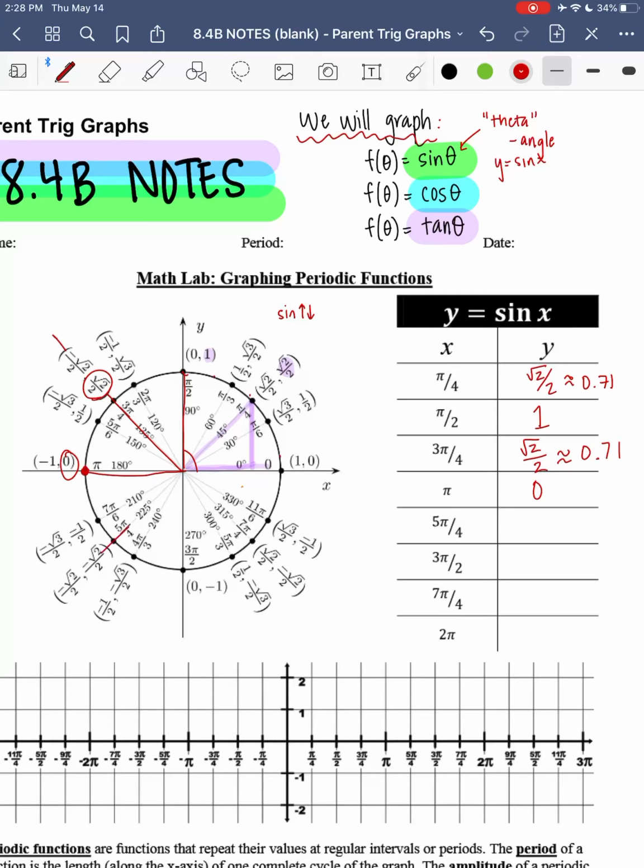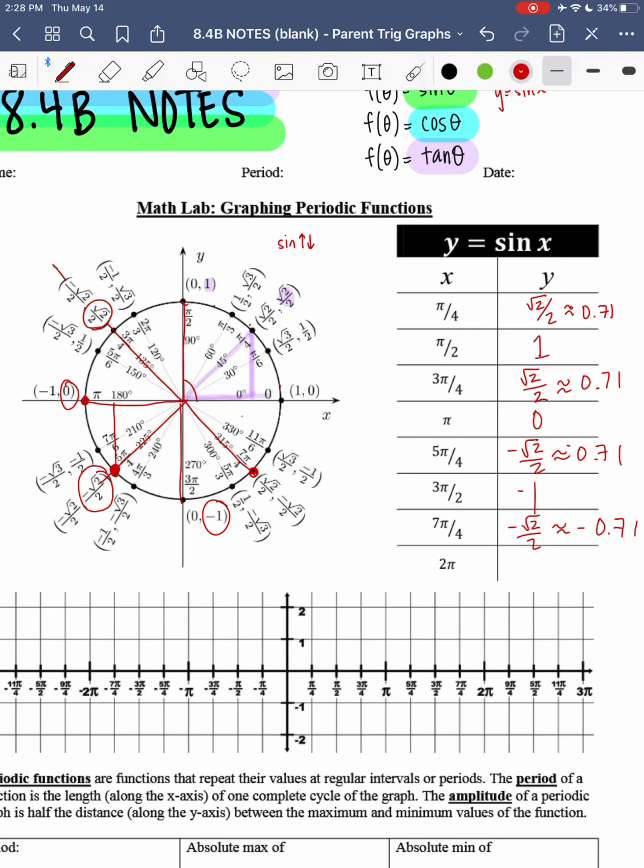Okay, sine of 5 pi fourths, you can keep looking around, filling this in. This is negative square root 2 over 2, because when we're sitting at this point on our circle right here, we are below the x-axis, about 0.71 below it. And 3 pi over 2, oh, now we're exactly 1 below, so -1. 7 pi fourths, okay, we're back right here, kind of like a quarter of our way up the circle, so we're at negative square root 2 over 2, which is about negative 0.71. I should have put a negative right there, negative 0.71 for 5 pi fourths.